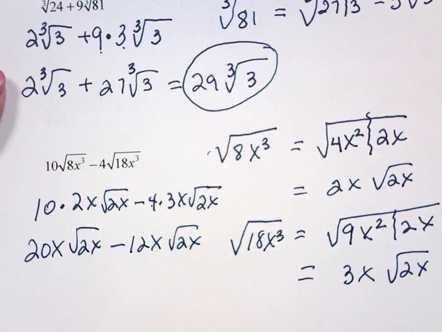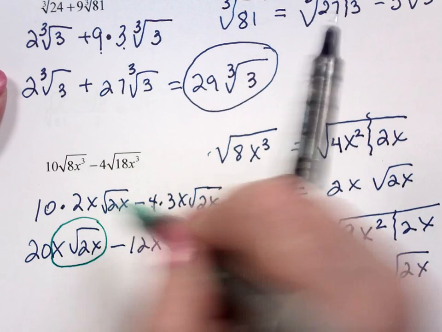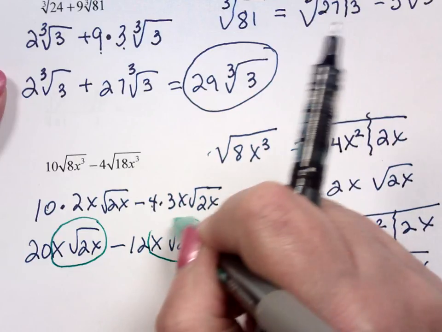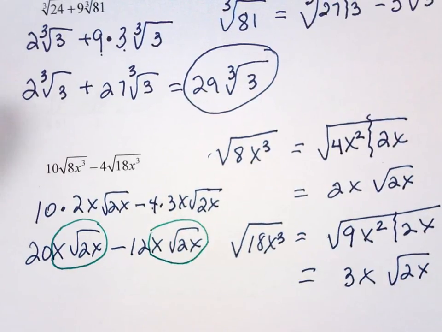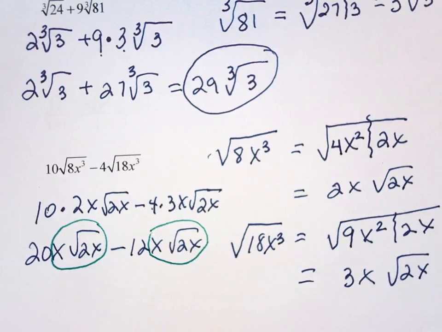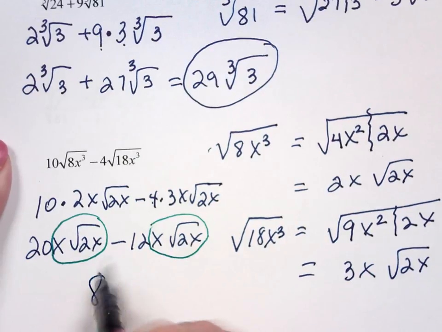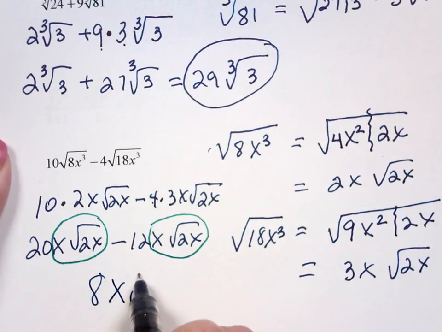And now I circle everything but the number. Is what I circled the same? I can count them. 20 circles minus 12 circles are how many circles? 20 minus 12 is 8 circles. And what's in the circle is x square roots of 2x.